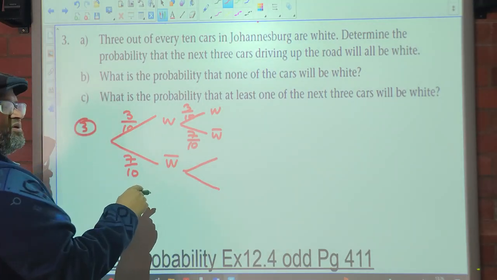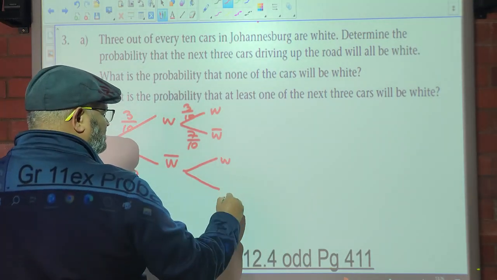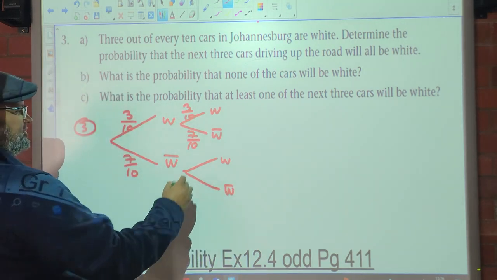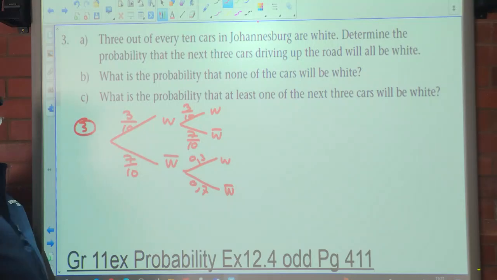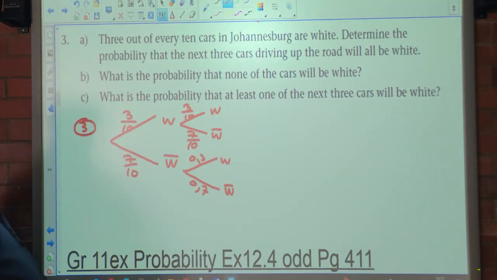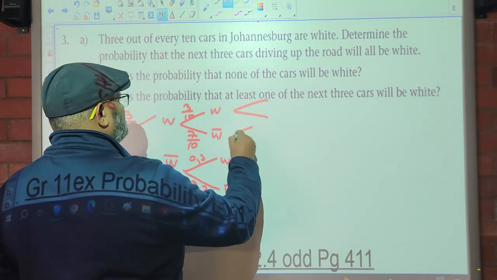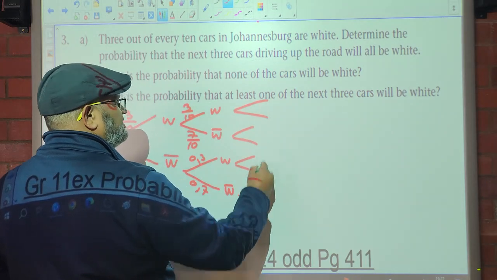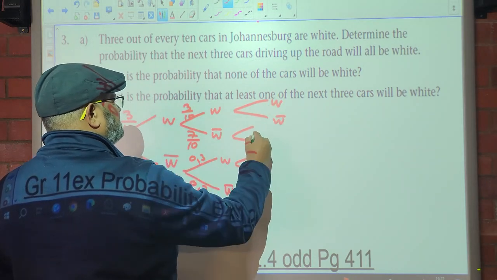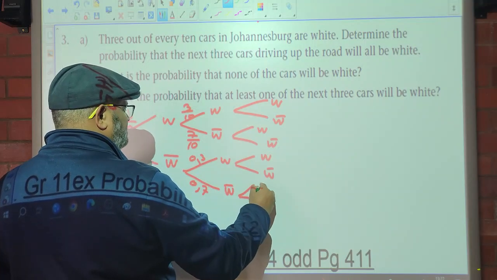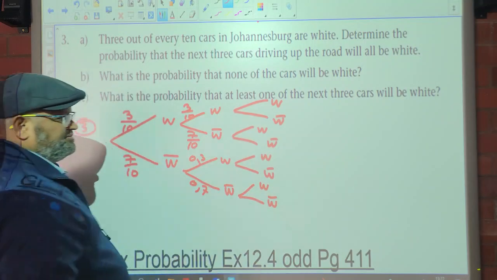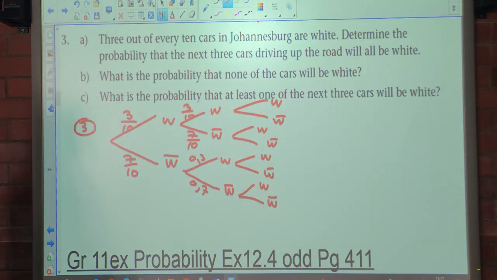If the first car is not white, the second car could either be white or not white, which is 3 out of 10, 7 out of 10. Or 0,3 and 0,7 is the same. The next car could be white or not white. White or not white. White or not white. White or not white. You all agree with that?